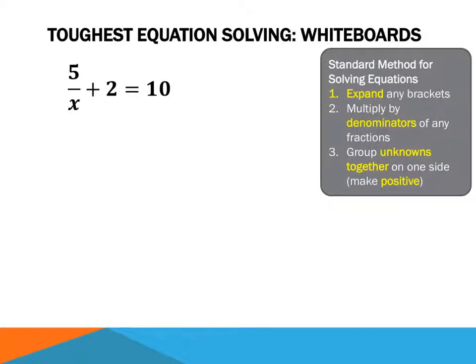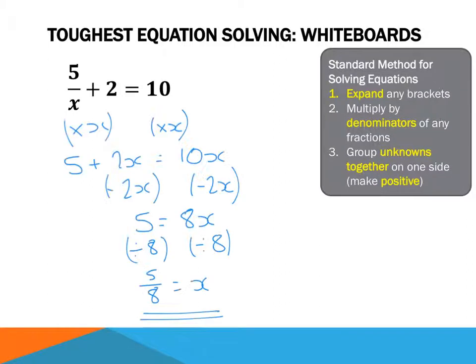Morning Year 10. We're carrying on today with what we did yesterday with using the standard method for solving equations. So we're having a look at this example here: 5 over x plus 10 is equal to 10. And I'd like you to pause the video and have a go at solving that on your whiteboard, remembering to expand any brackets first, then multiply by the denominators, and then group your unknowns together.